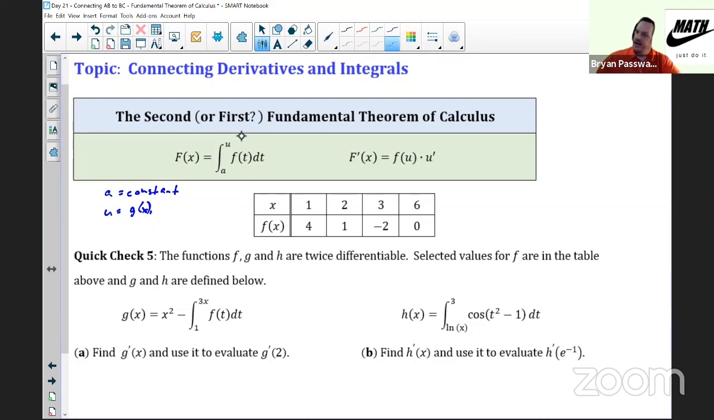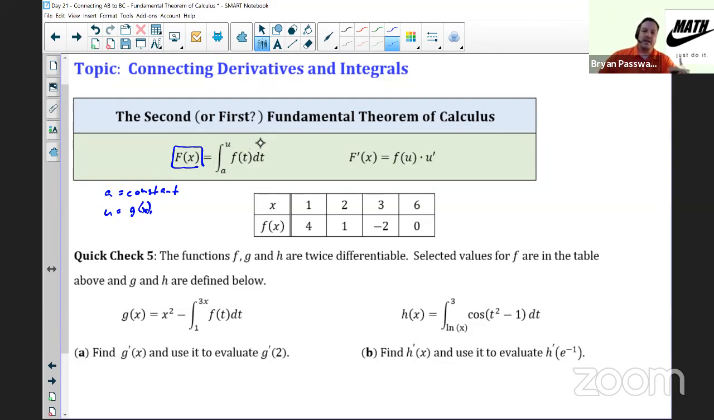It doesn't have to be x. It could be x squared. It could be sine of x, right? It could be the natural log of x. It's just something that has a variable in it. And so if we integrate a function f from a number to an expression in terms of x, that can be represented by some other function. There's some antiderivative that would give us that answer.